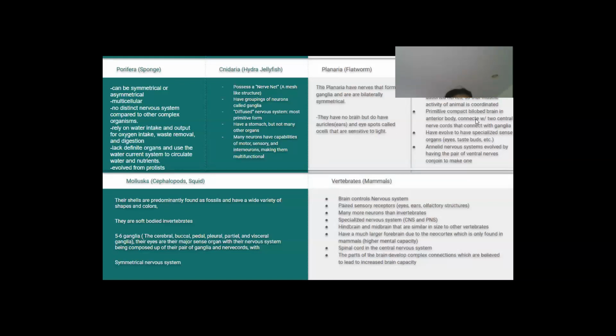So this is Annelida. Colin, I think. Can you tell us about the annelids? Yeah. So the annelids have a primitive compact brain in the anterior of their body, and they're connected with two central nerve cords that connect with the ganglia. And I looked into it, and it said their nervous systems have evolved by having that pair of ventral nerves conjoined to make one.